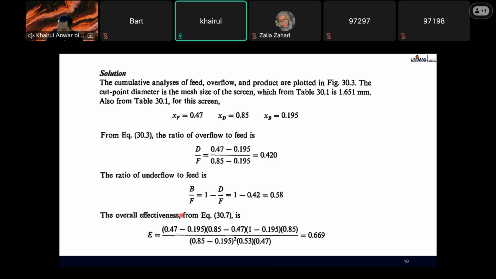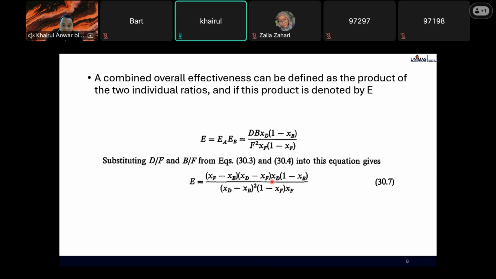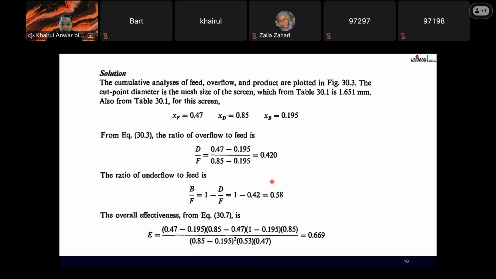So the overall effectiveness, from equation 30.7, for this equation, you can get the effectiveness. Our effectiveness is 0.669, which is 66.9 percent effectiveness.